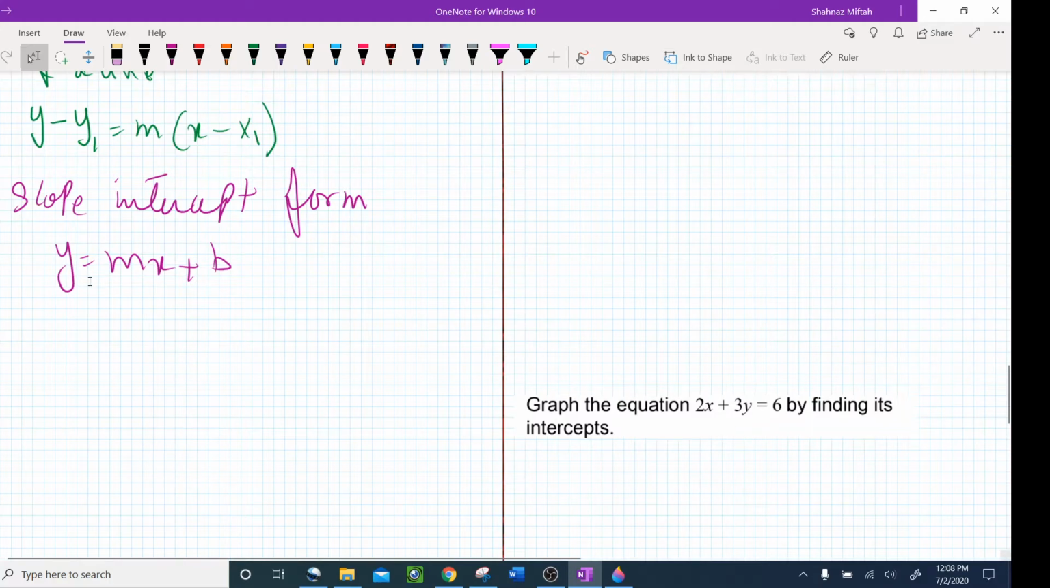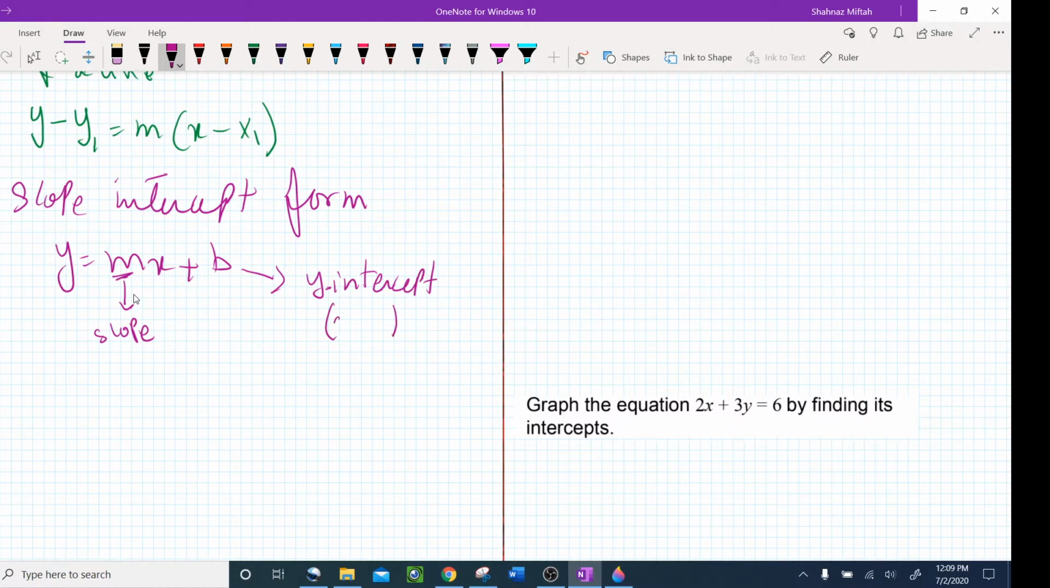For example, this is y equals mx plus b. What is this b? This is the y-intercept, where the graph crosses the y-axis. And what is this? That's the slope. Now, as an ordered pair, the x is always 0 when you have a y-intercept. For the x-intercept, I'm just showing you what it looks like: the ordered pair is when y is always 0.